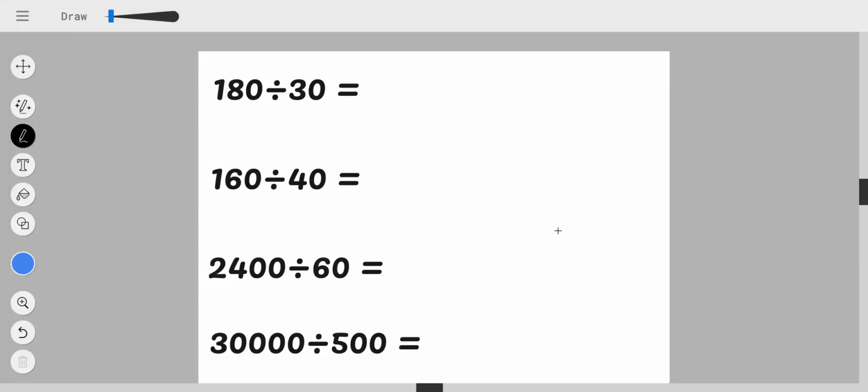Okay, as you can see in all four of these examples, the number that we're dividing by has a powerful zero in it. So what do we do then? Well, let's take a look at example 1, 180 divided by 30. Let's think of this in a real life context.